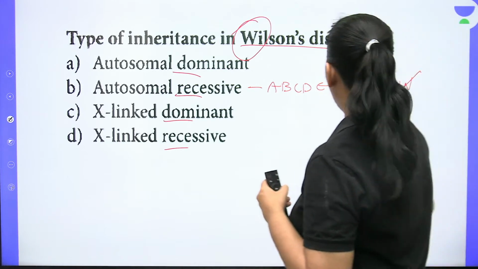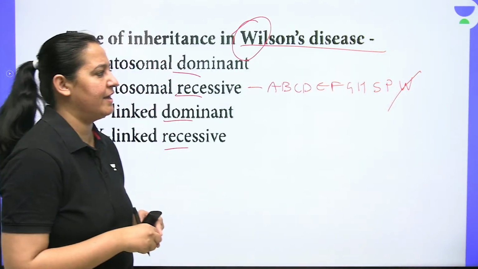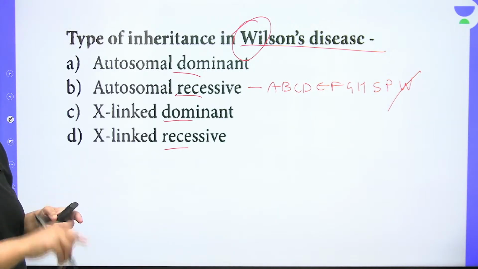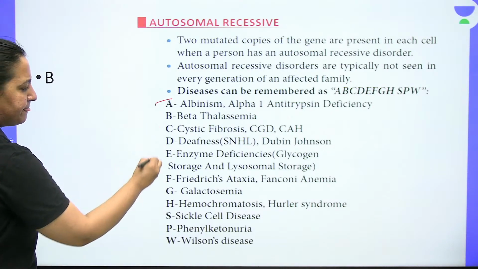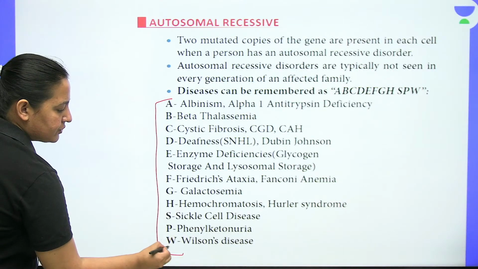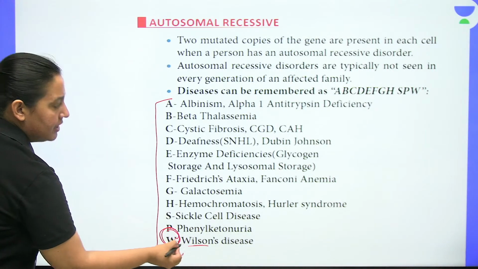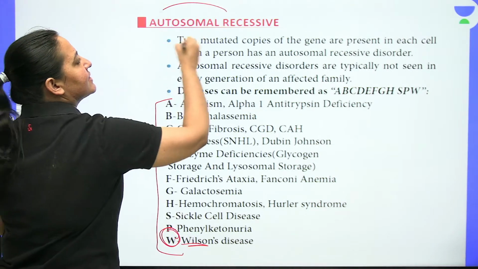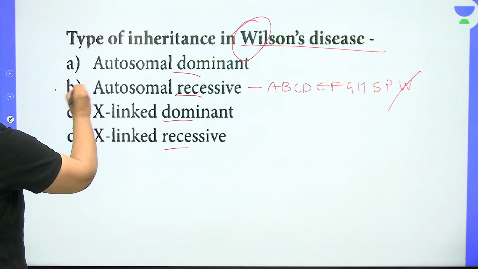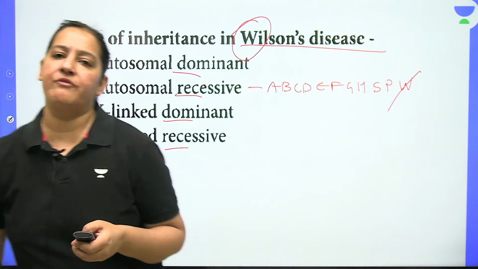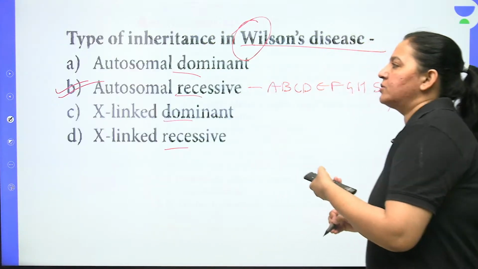SPW. What is W here? ABCDEFGH, SPW. W is Wilson. So that's why it is Wilson. The correct answer here is, you can see ABCDEFGH, SPW. So this W is Wilson. So these all are autosomal recessive. So the correct answer in this question is autosomal recessive. B is the correct answer, and most of you are right. You got my point?